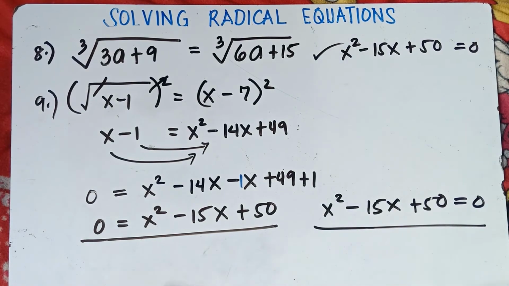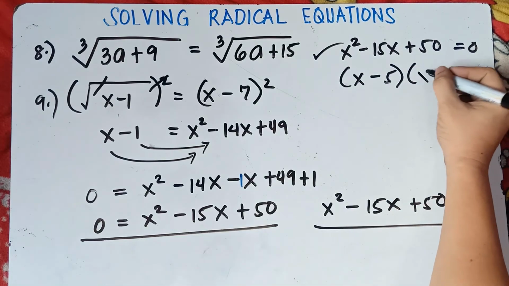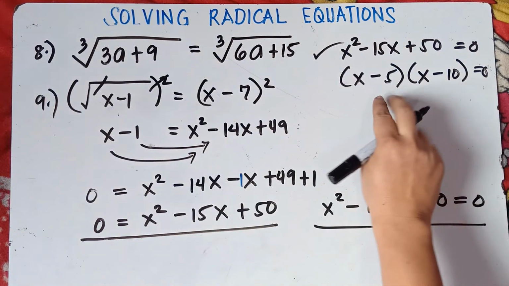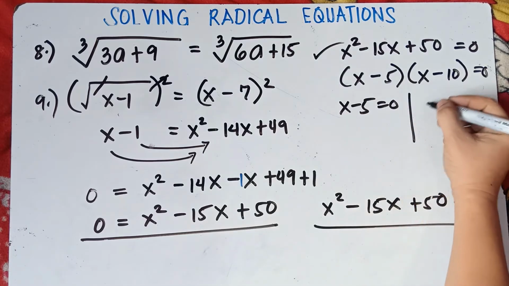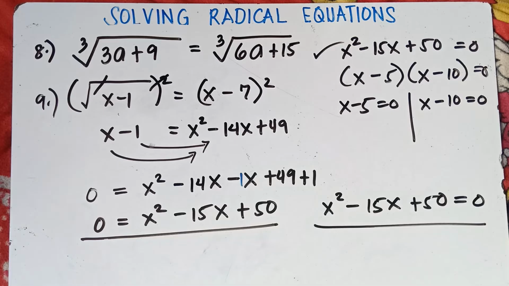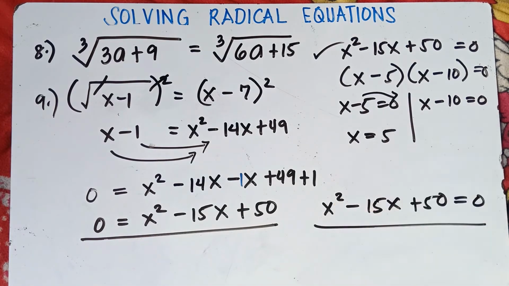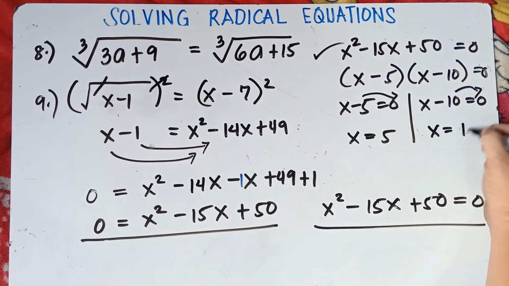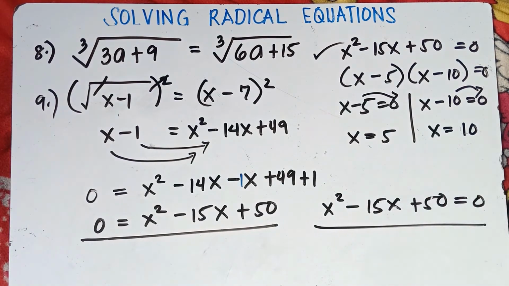So the factors will be x minus 5 and x minus 10 equals 0. So equate each one to 0 to find the value of x. This will be x minus 5 equals 0, and x minus 10 equals 0. Transpose 5 from left to right. So our x equals 5. Transpose this negative 10 from left to right, and our x will be equal to positive 10. Now we will be checking, class, which of these two is our correct answer.